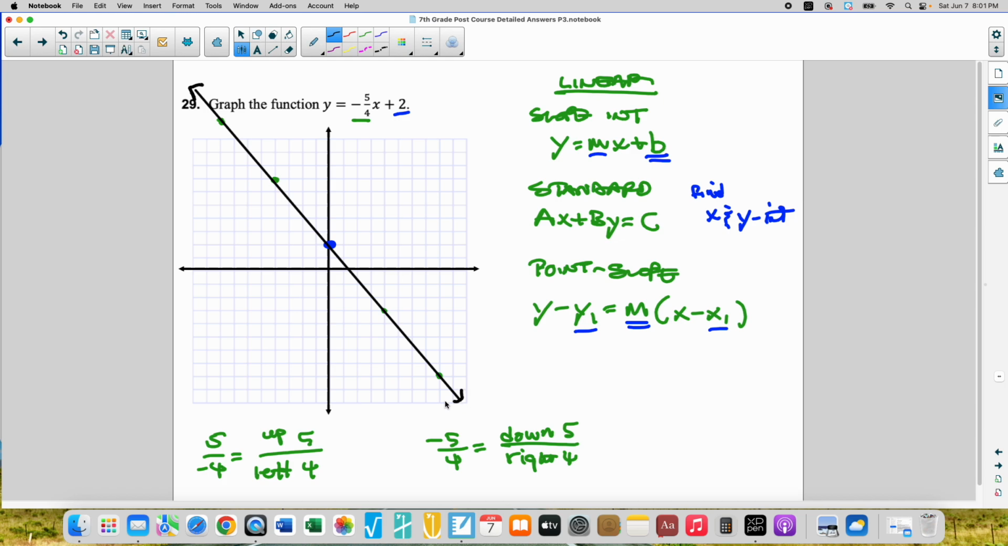And we typically want 3 points, at least a minimum. And that's how you graph the function y equals negative 5/4 x plus 2. We know negative slopes are always going to go down left to right. Positive slopes are always going to go up left to right. Zero slope is horizontal, and no slope is vertical.